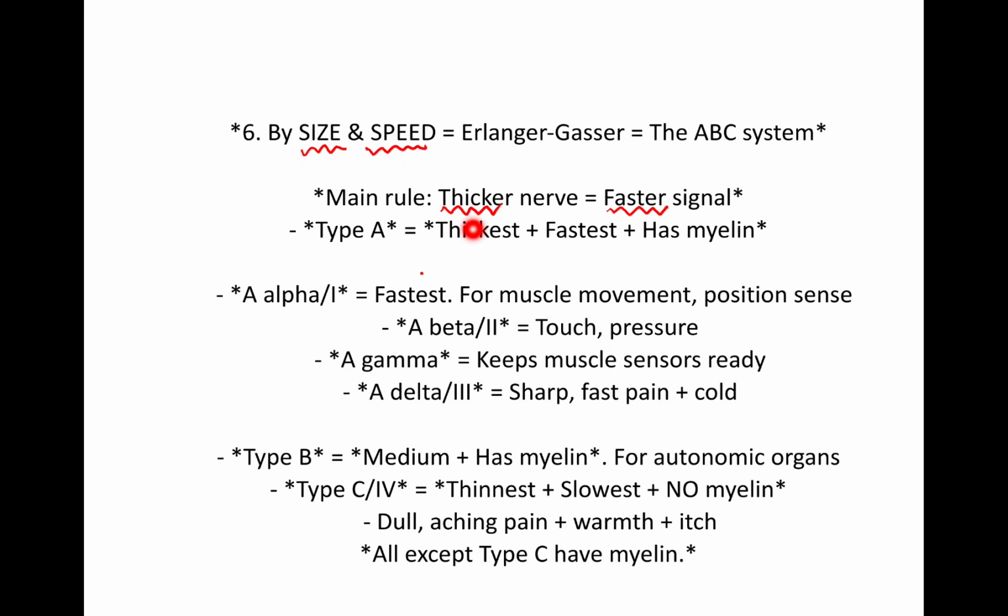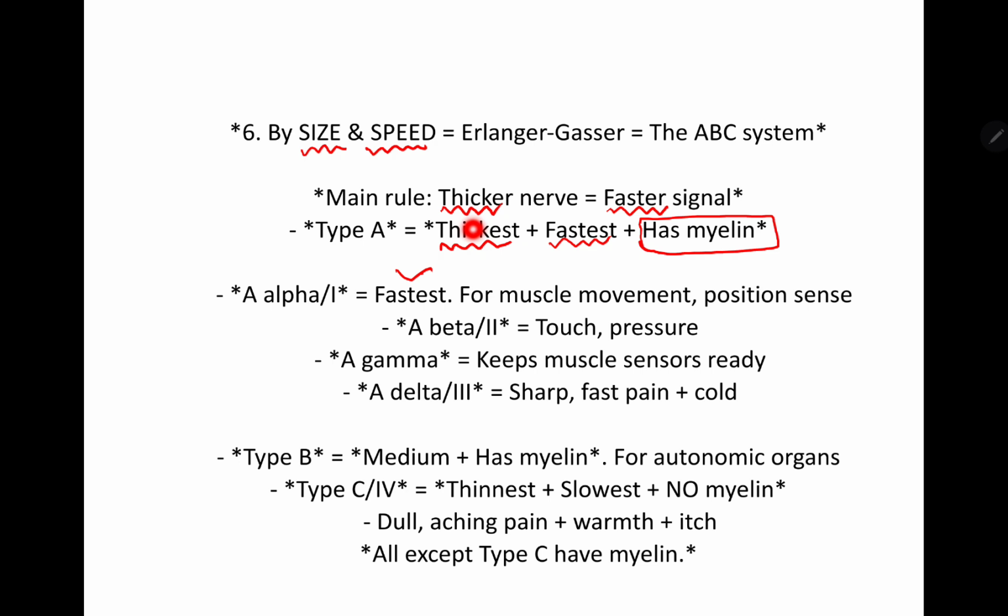So type A is the thickest amongst all and fastest, and it has myelin here. Thickest and fastest is because it has myelin. With myelin obviously it is fastest, right? Now type A is subdivided into A alpha, A beta, A gamma and A delta. Okay, type 1, 2, 3. Now A alpha is the fastest amongst all four of them.